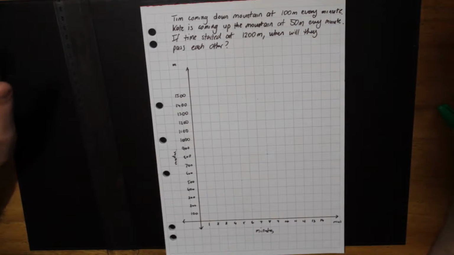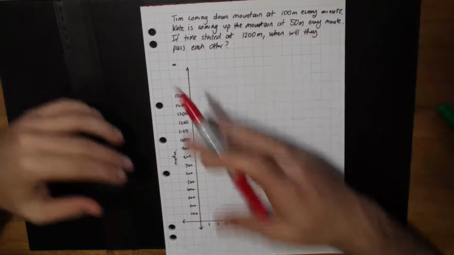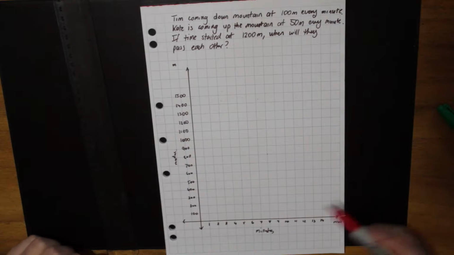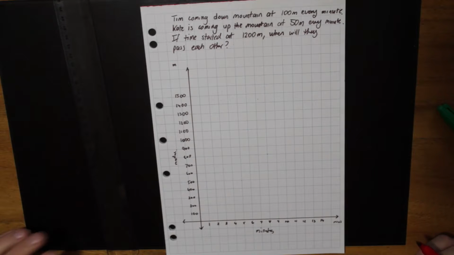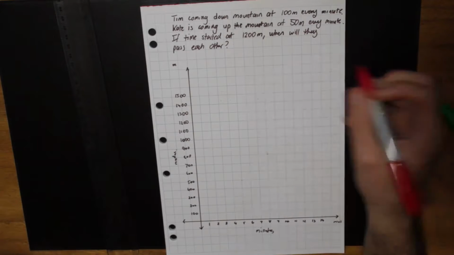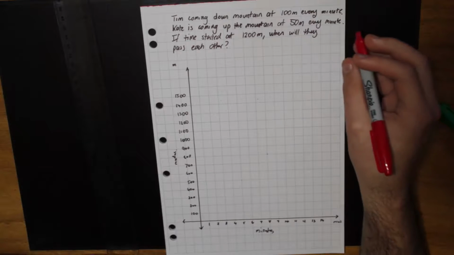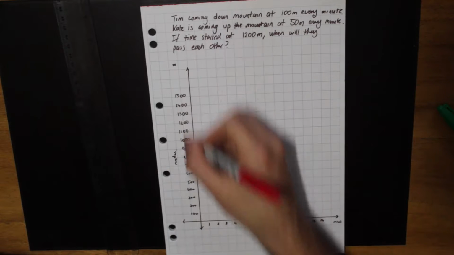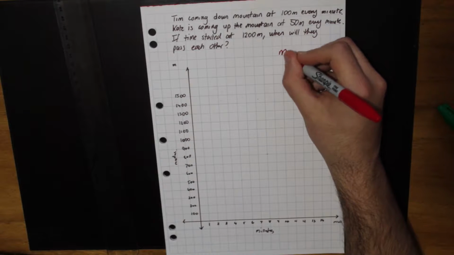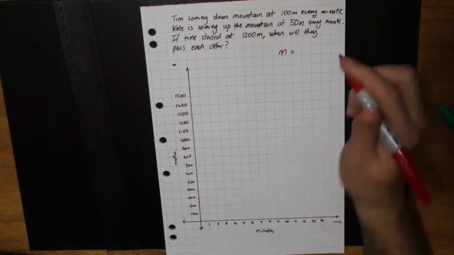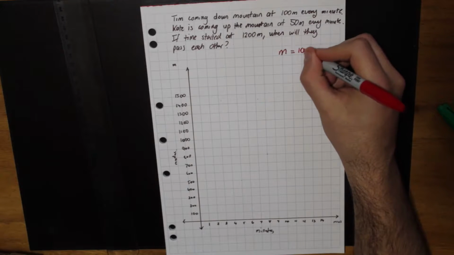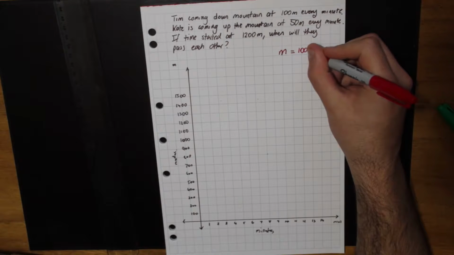So we're going to need to write an equation for each line, or plot each line here, write an equation for it, and figure out where they intersect so we can find out about what time in minutes that they passed each other. So let's write an equation for Tim's line. We're going to say our x-axis here is minutes and our y is meters. So meters equals, or Tim's here, is going to equal, we know he's coming down at 100 meters for every 1 minute.